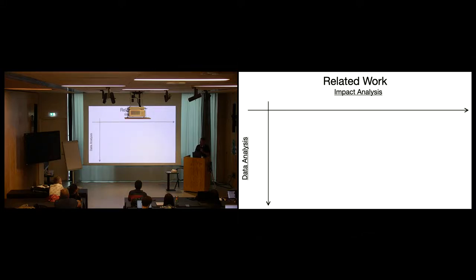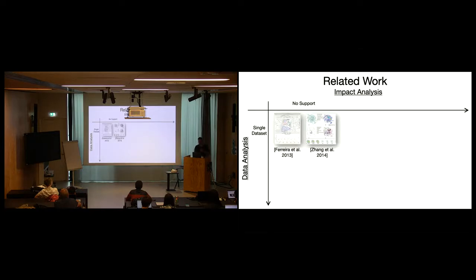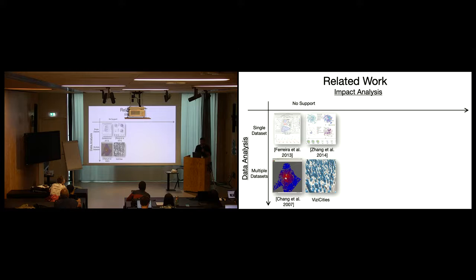And to situate our work, what we did here was to plot our position relative to previous works. On the vertical axis, how they support the data analysis tasks. On the horizontal axis, how they support the impact analysis tasks. Many systems, like the one that I showed you before of the taxis, and maybe some other examples, try to analyze a single data set, for example pollution, as in that work by Zhang et al. And it doesn't support any impact analysis. It's supposed to look at the city the way it is right now. Some other works also looked at the city as a living thing where multiple aspects matter, and then we would look at multiple data layers.